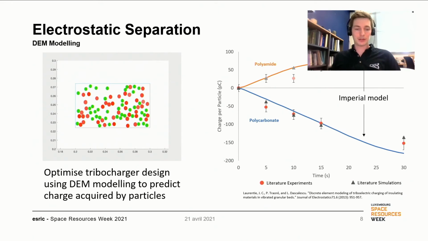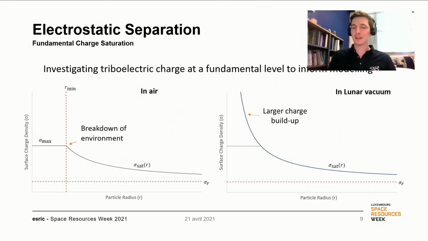But the crux with these types of models is that you're modeling the contact dynamics, but then you also need to figure out what's actually going on at the actual charge transfer scale, and how do you predict that? To that end, we've been doing more fundamental tribocharging work. For example, one of our models suggests that for insulating particles, once they saturate, they follow a Gauss's law relationship where you have a 1/r dependence of surface charge density.